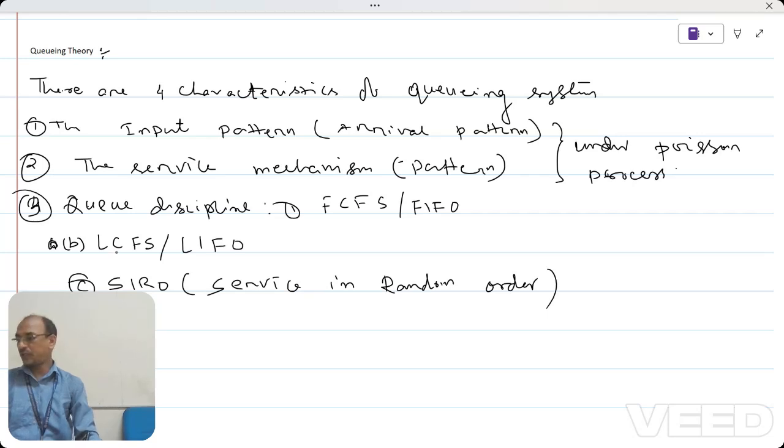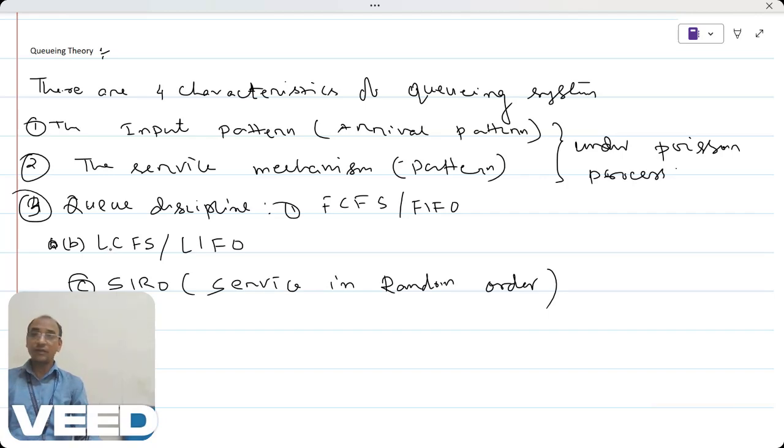The fourth one is that we can manage the queue, but the fourth one is the consequence of these three. So we are not going to discuss this one separately. So basically, I will discuss here three characteristics of the queuing system: the input pattern, the service mechanism, and the queue discipline.